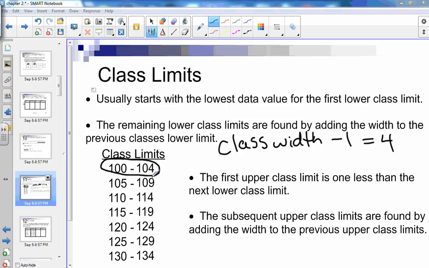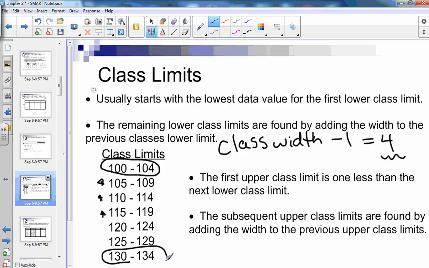Now you can see that in order to come up with the next class, all you do is add 1. So take 104, add 1 to it, and you get 105. Now take 105 and add 4, and you get 109. Add 1 to it, and you get 110. Add 4, you get 114. Add 1, you get 115. Add 4, you get 119, and so on until you reach your last interval.